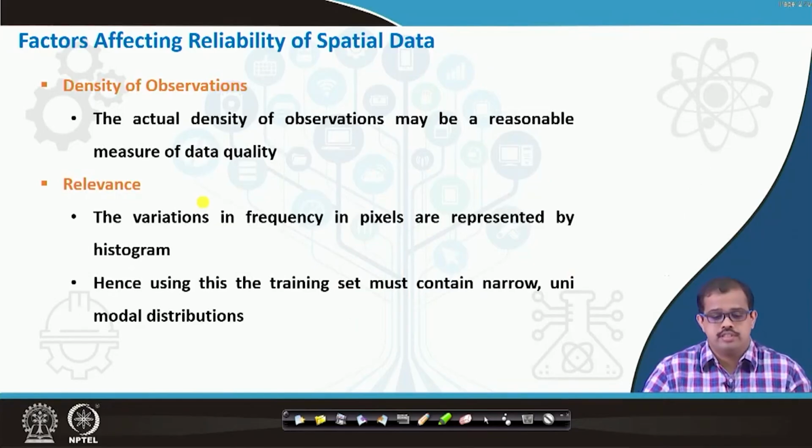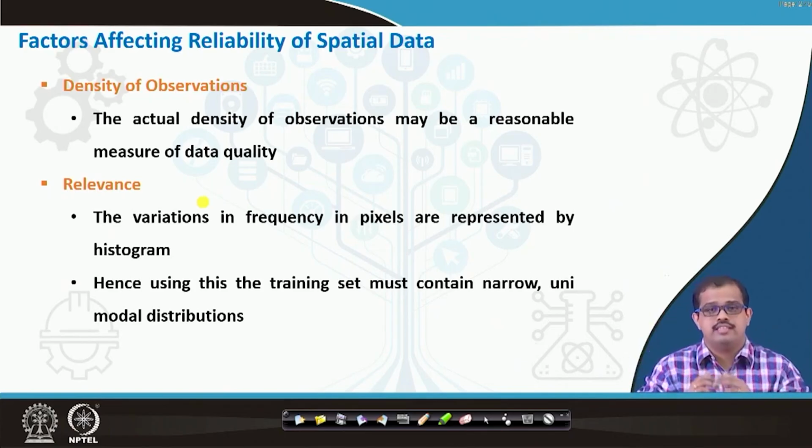Okay, then density of observations. What is the density of observations that you have? It may be a reasonable measure of data quality. Not always is it an important part, but there should be certain ways of analyzing the density. Then relevance. The variations in the frequency of pixels are represented by a histogram, for example. This can be helpful in terms of looking at what training sets have to be considered, what different training groups have to be considered, and what the distributions are, for example the modal distributions it can have when you are trying to classify a particular data.